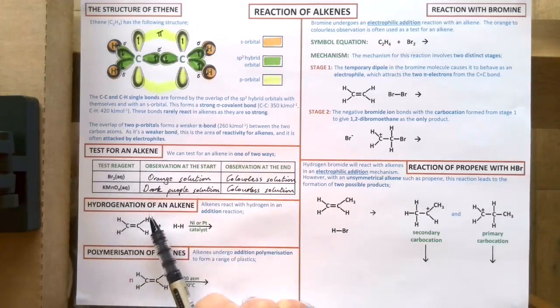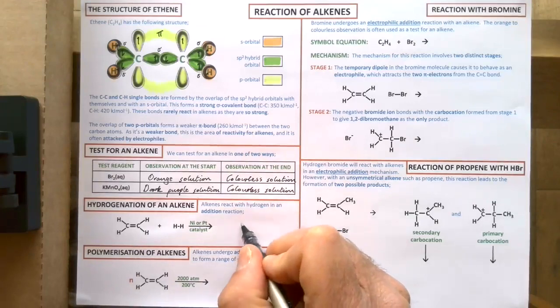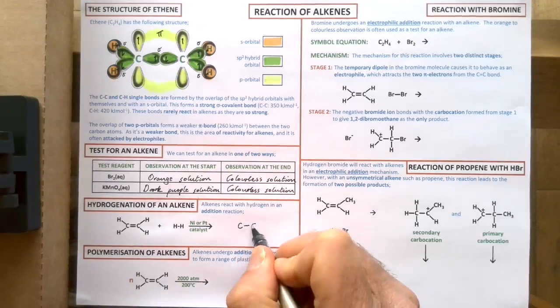Okay, so reacting alkenes then, we're first going to look at a hydrogenation reaction. And this is where we take hydrogen gas and react it with an alkene. Now in this case it's going to react with ethene, ethene being the simplest of all the alkenes. And so essentially what happens here is that we are going to transform this alkene into an alkane.